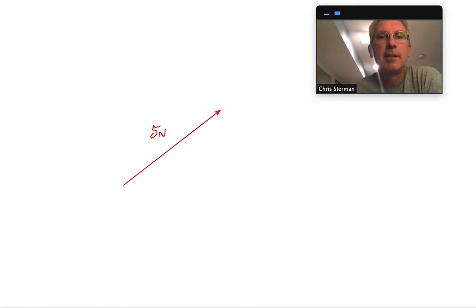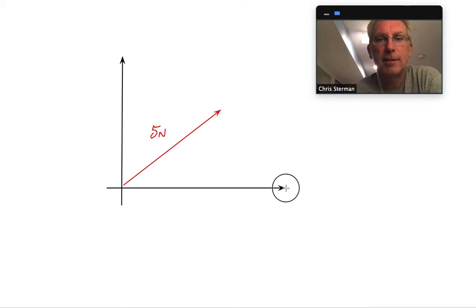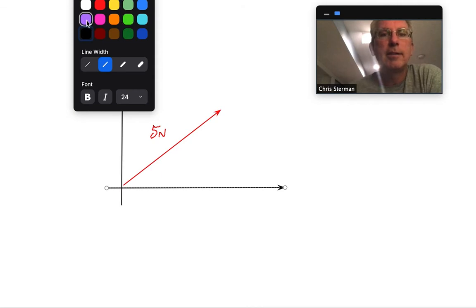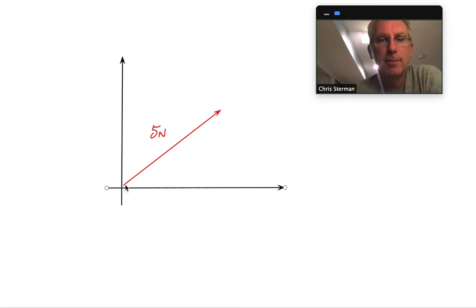So let's put up some pretty standard axes here. I'm going to call this my y-axis, and let's make this my x-axis, like so. So now I need to figure out how to break this 5 newtons into an x part and a y part. So let's make myself a triangle. I am going to find out, oops, nope, get over here. Okay, you're going to be a pain, I see. Let's do it this way.